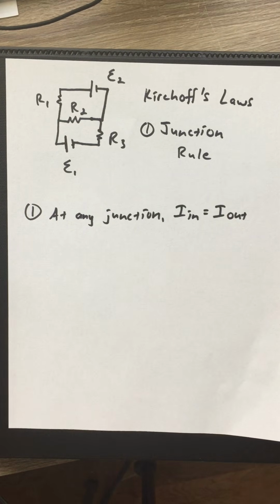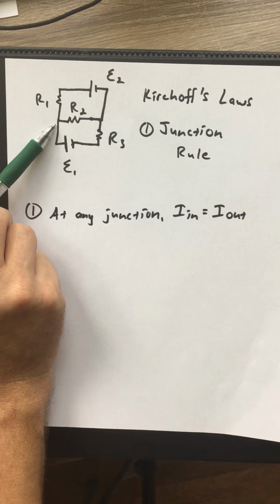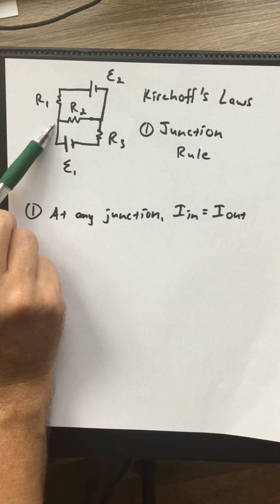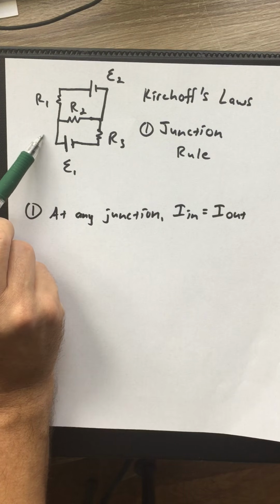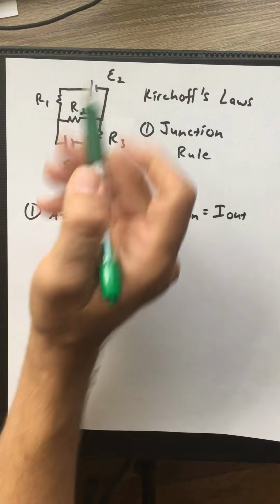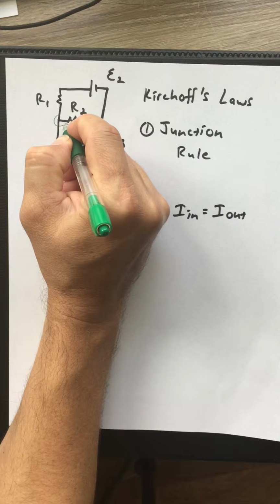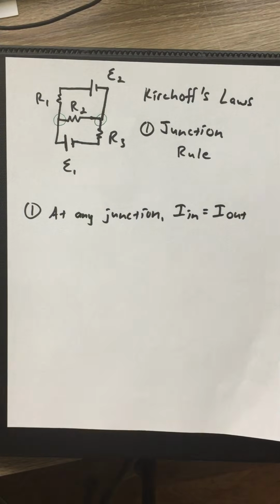So what do I mean by junction? It means where these wires split. We've talked about this in terms of the current flowing here. It's going to split. Part of it will go through R2, part of it will go through R1. We talked about it in terms of charge when we were talking about capacitors. So there's a junction here, and there's a junction here. So at each of these junctions, I have current flowing in and I have current flowing out.